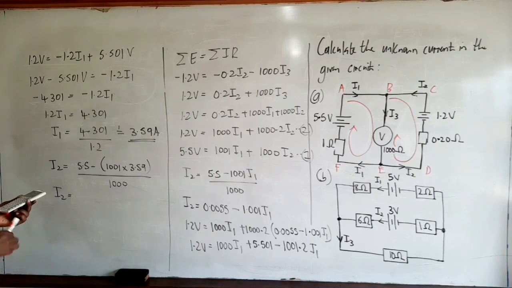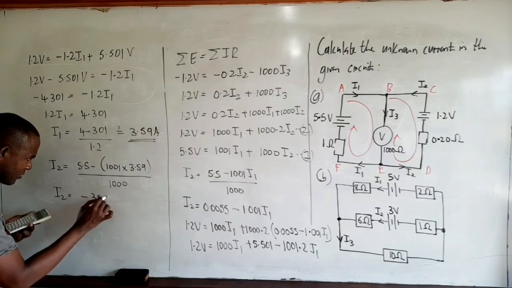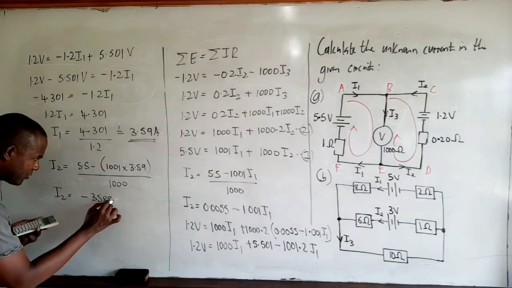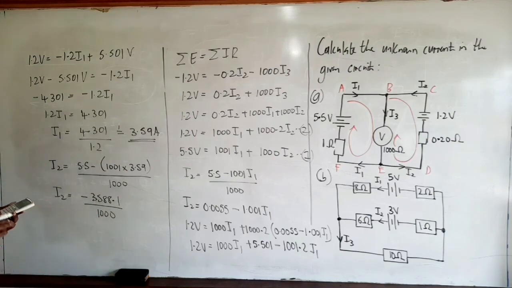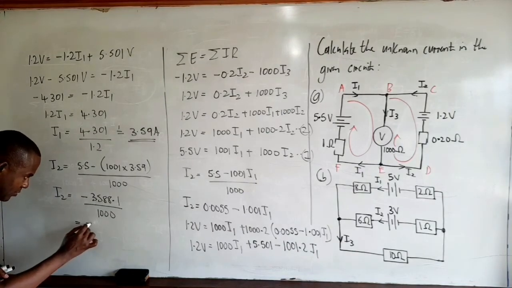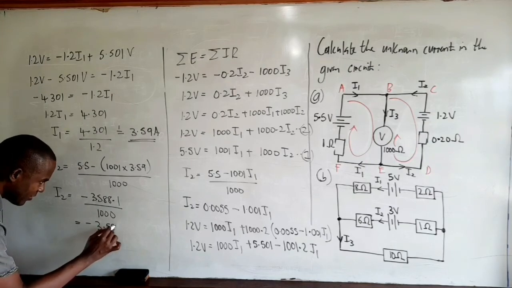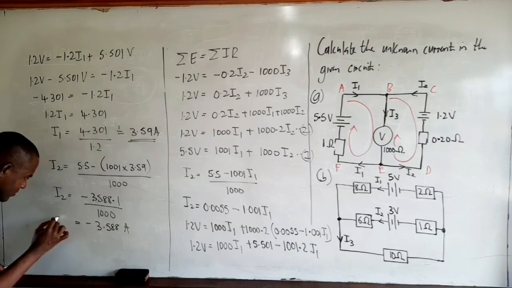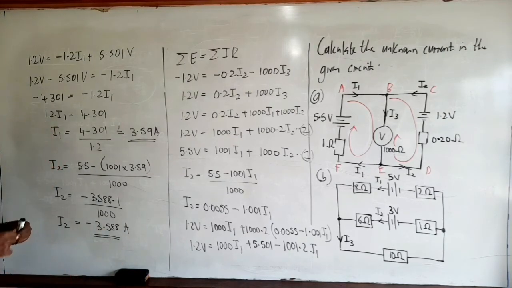We get minus 3588.1 all over 1000, right? We divide it by 1000, and this gives us minus 3.588 amperes. So I2 is equal to minus 3.588 amperes.